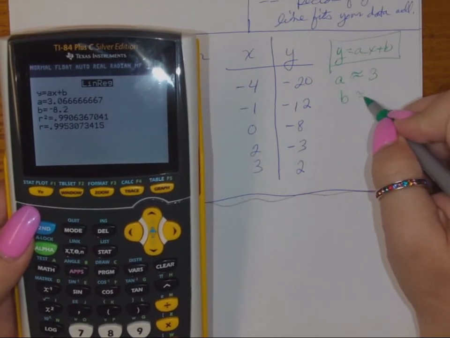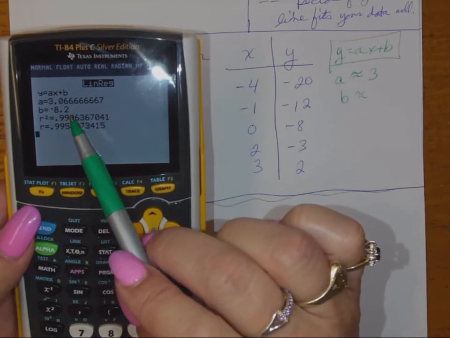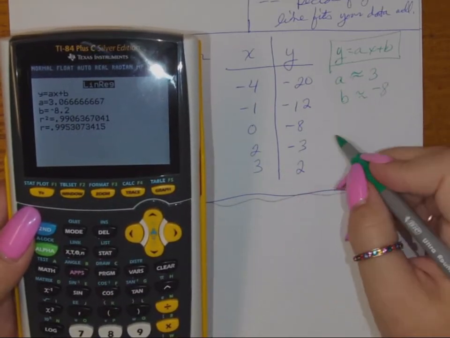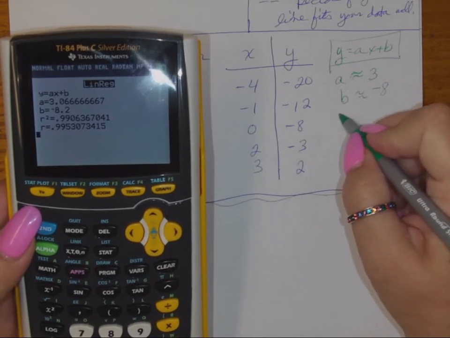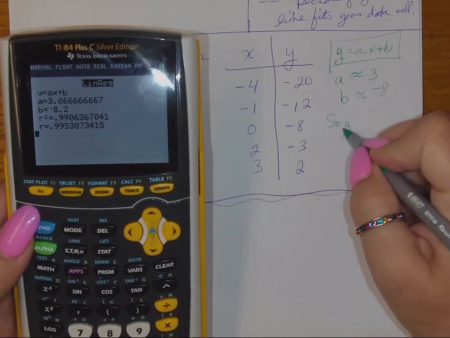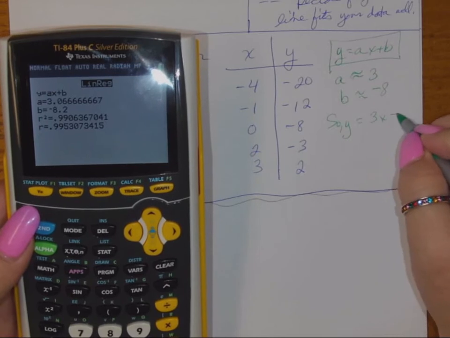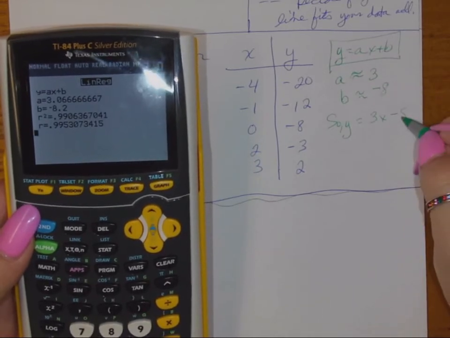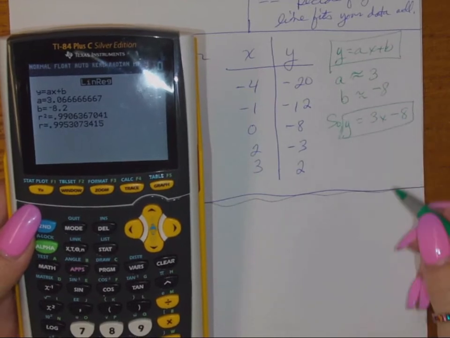And my B is approximately negative 8.2, but again, that's really close to negative 8, so I'm going to go ahead and round just because that makes my life nicer. So y equals 3x. Now it's a plus a minus, so that's minus 8, right? So there's the equation I'm going to use.